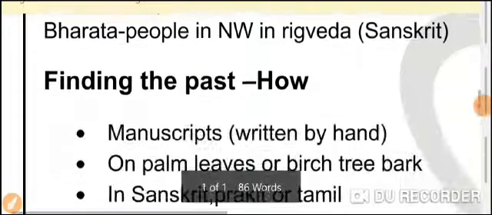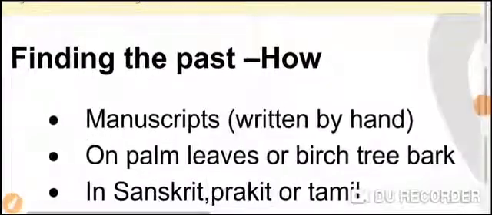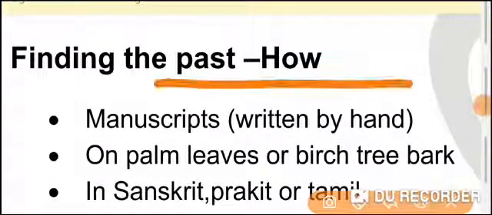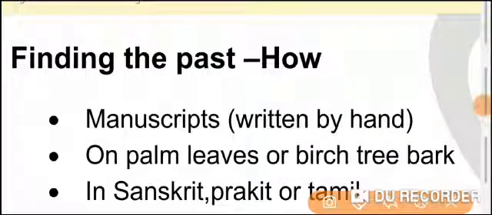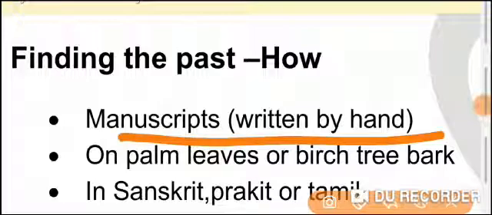Now the next important question comes up: how? As we have understood about what and where, the next important question is how. How can we find out what was in the ancient times? So there are three basic things that we go for. The first is the manuscripts, that is, the documents which are written by hand. Now, to decipher the manuscripts, the first thing is you must be aware of that script.